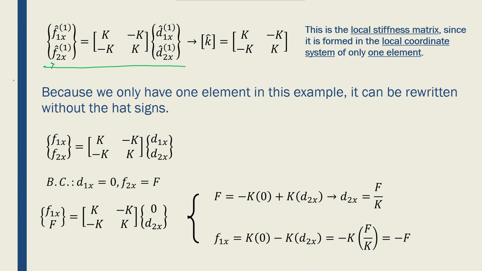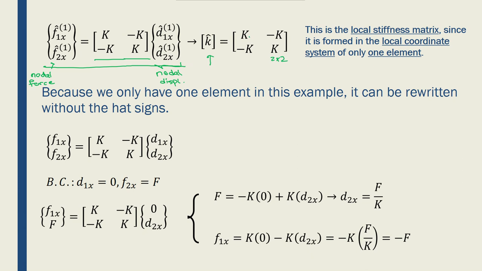Here we have the nodal force vectors, and here we have the nodal displacements, and here is the stiffness matrix, which we show with this. And again, the hat on top of this k means that we are in the local coordinate system, and the stiffness matrix would be this 2x2 matrix. This is a 2x2 matrix.